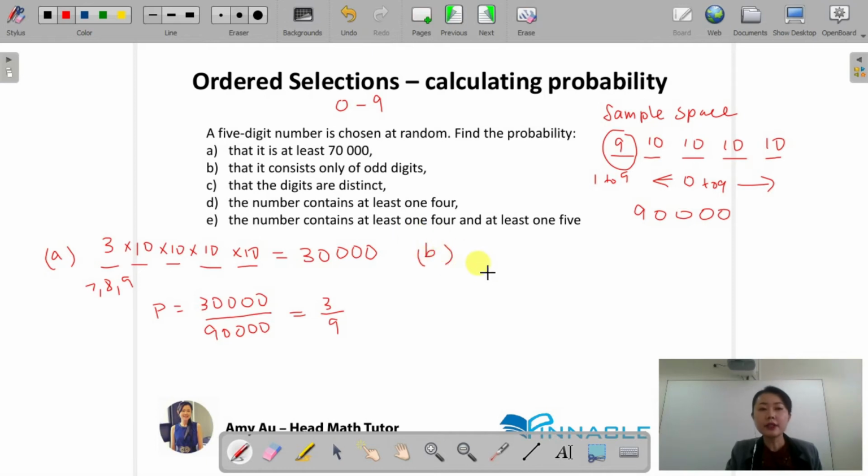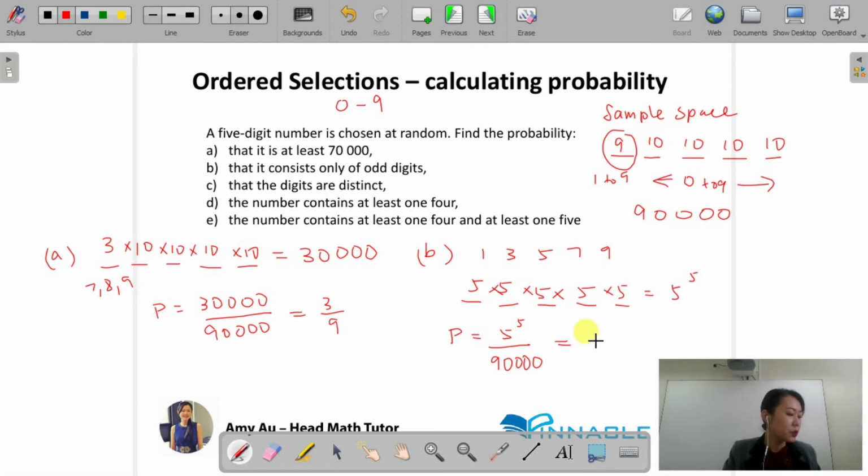Part B, odd digits only. Odd digits consist of 1, 3, 5, 7, 9. So 0 is not included. That's basically 5, 5, 5, 5, 5, so 5 to the power 5. So the probability is 5 to the power 5 on 90,000, on the sample space, which gives you 643 on 18,000. All right, so the next one.